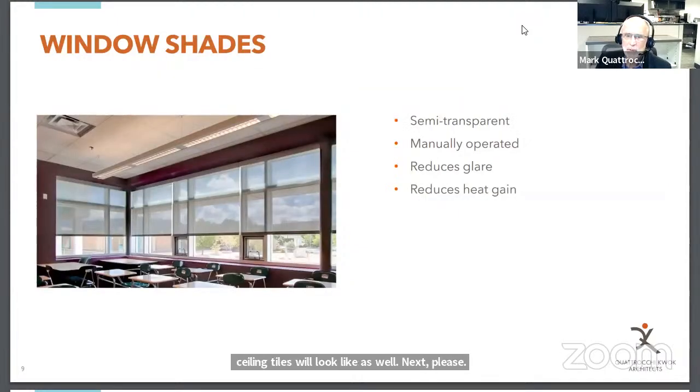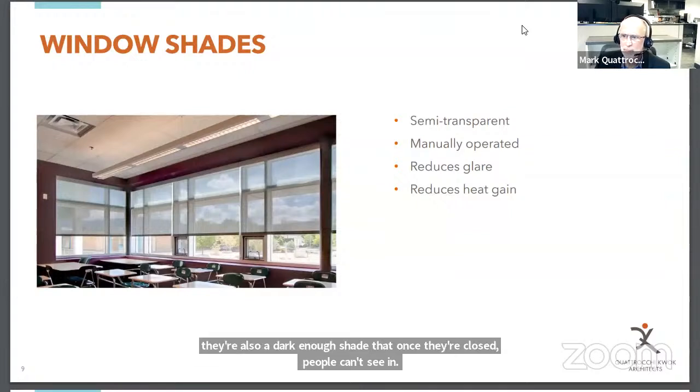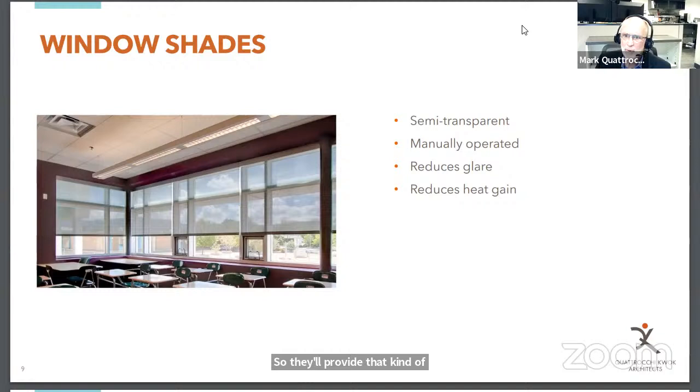We don't use blackout curtains like in the old days of 16mm projectors, because these monitors that we're using don't require us blacking out the rooms. So there's still some ambient light, but they're also a dark enough shade that once they're closed, people can't see in. So they'll provide glare and heat protection in the classrooms when needed, but also when you do need to close the blinds for safety and security reasons, they will provide that same level of protection. There's just about every type and size of blinds in the schools, so changing these out to uniform and all equally working manual blinds alone will be a big difference. Next, please.